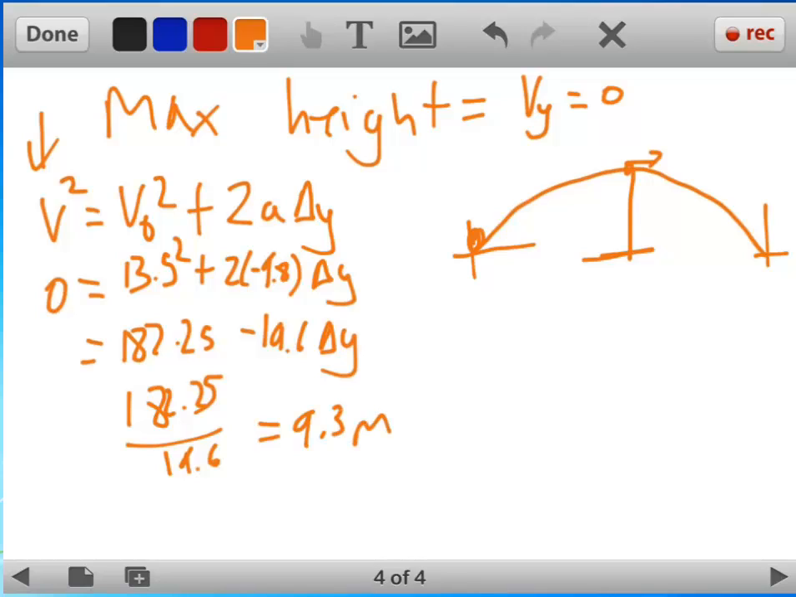So the ball goes 9.3 meters above where it started. Since I started on the ground, its maximum height is 9.3 meters. If I hadn't started on the ground, I'd have to either add or subtract my starting point. So it goes 9.3 meters high, and then the last question here is, how far does it go?